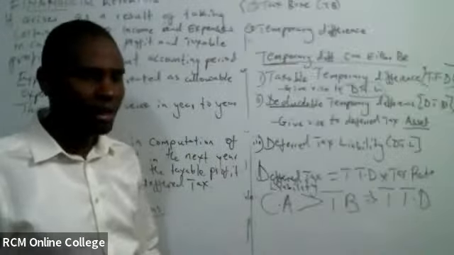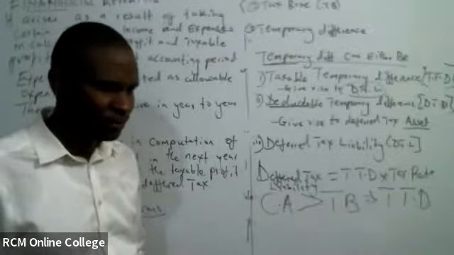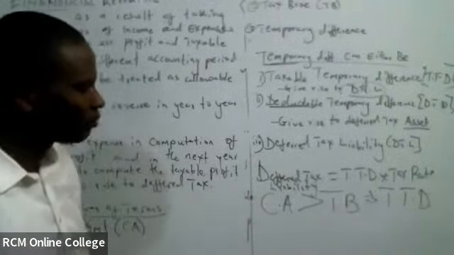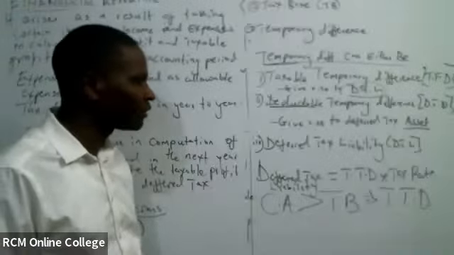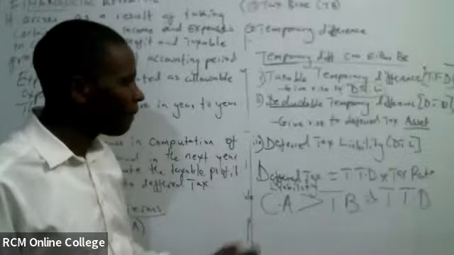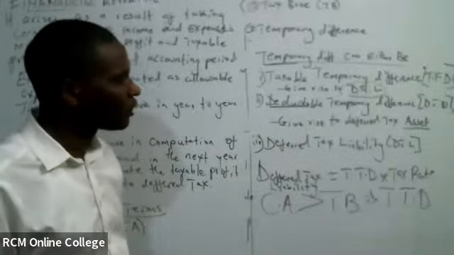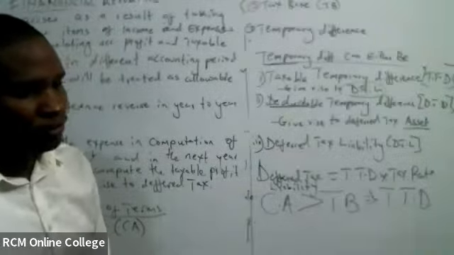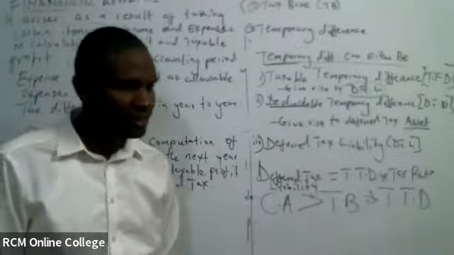Whereby if the carrying amount is less than the tax base, the examiner is very clear. You will be having a deductible temporary difference, which will give rise to the deferred tax what? A deferred tax asset. So we are together there. Are we together? Confirm if we are together, because this is important.